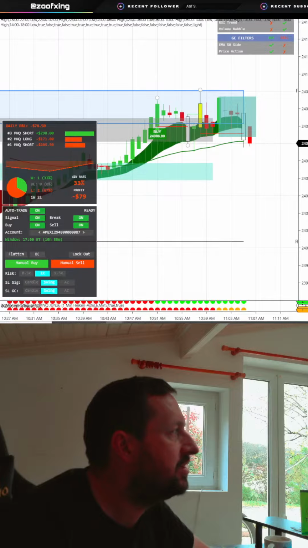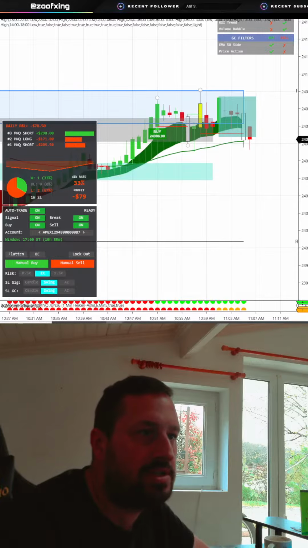Alright, we hit our invalidation point. Trade off. Now, because we didn't take a trade, we're still active on looking for a trade.